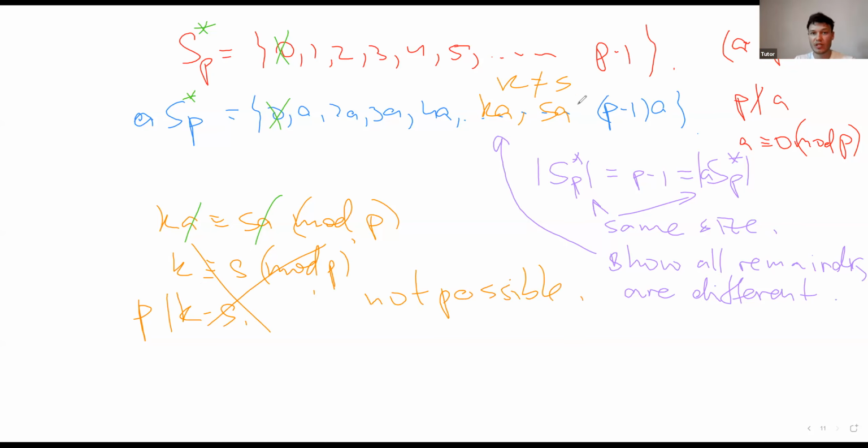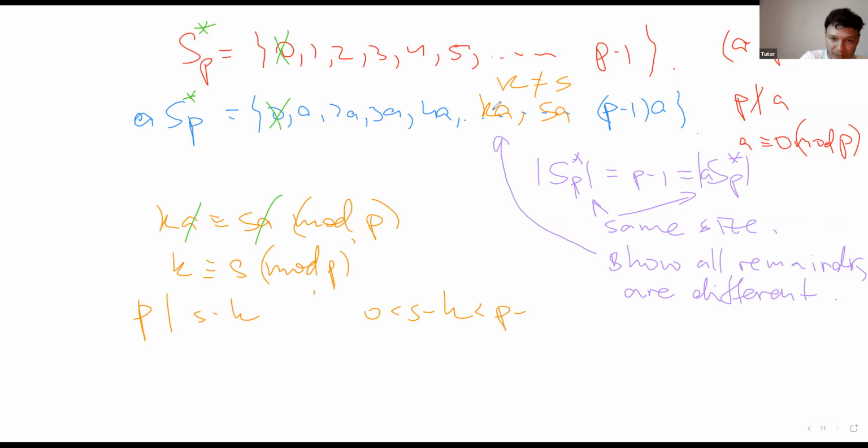Look, if I pick two numbers here, then what would I get? Clearly, K minus S, in absolute value, or let's suppose that S is greater than K, right? So I would clearly get that P needs to divide S minus K. But if you look at S minus K, it's going to be greater than 0 and less than P minus 1. Clearly, I cannot have some number between 0 and P minus 1 that's going to divide P, right? So this is not possible.